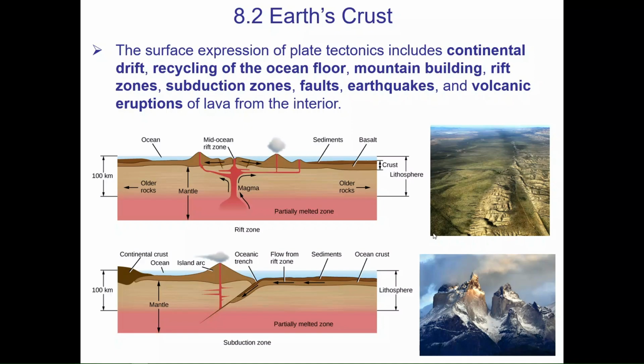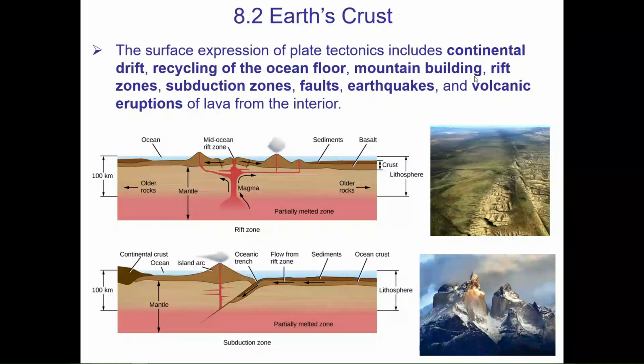Now let's look at what kind of features or events tectonic activity will produce on the surface of the Earth. They include, of course, continental drift, which we already talked about, and also the recycling of the ocean floor. We'll talk about that in more detail when we talk about the rifts.